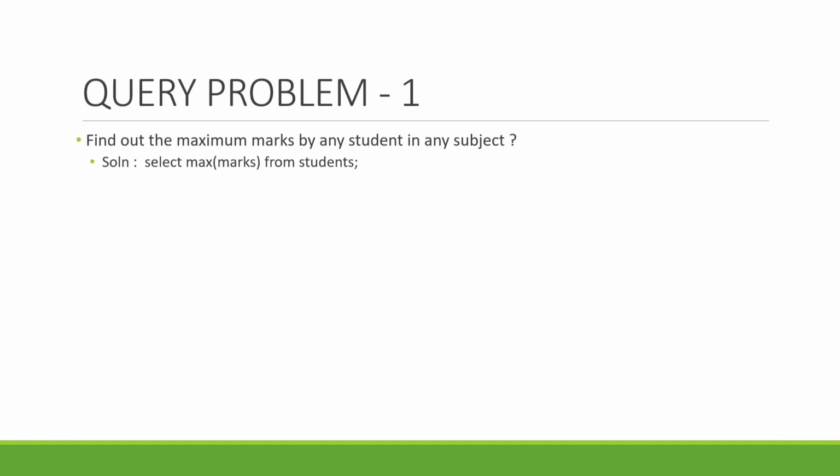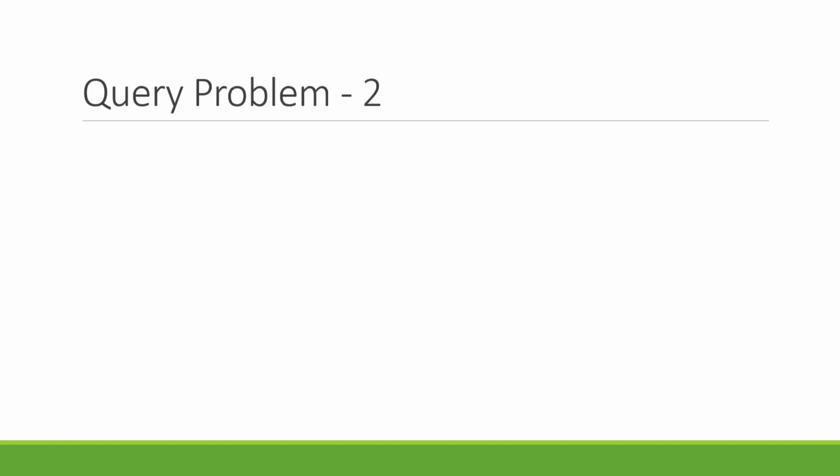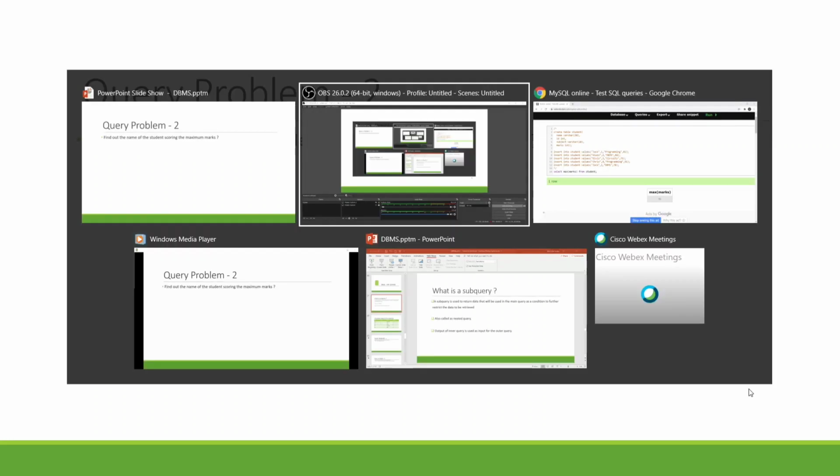Now, this is the same solution that we just saw. Now let's come to the second problem. The second problem states: find out the name of the student scoring the maximum marks. Now we have queried upon the maximum marks, but we actually want the student name who is getting that maximum marks, right? So here the concept of nested querying or the subquery will come into the picture. Now how will that come?